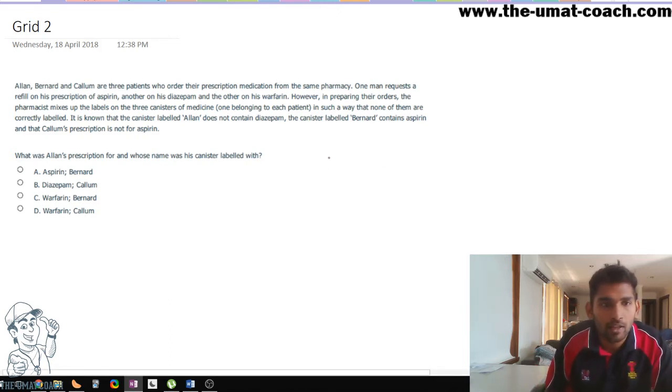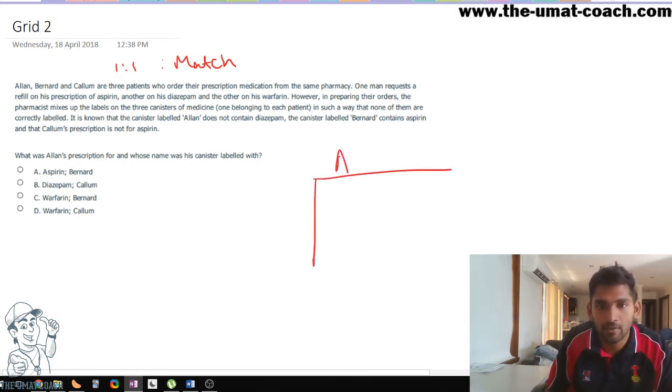The thing about this question is that whenever we have a 1:1 category, so the two categories we need to match are the names to the medication, right? Whenever we have 1:1, what we can do is draw a grid. So we have A, B, C, and the medication needed are aspirin, diazepam, and warfarin. Okay, we can do this.